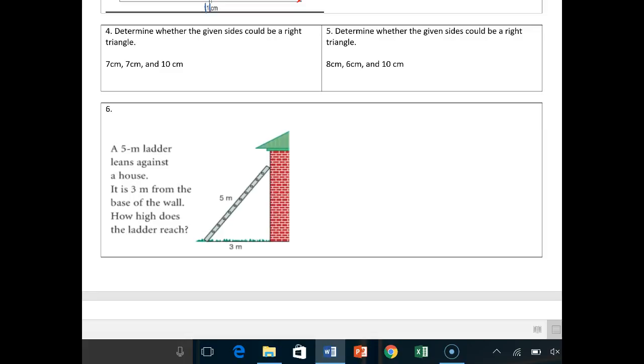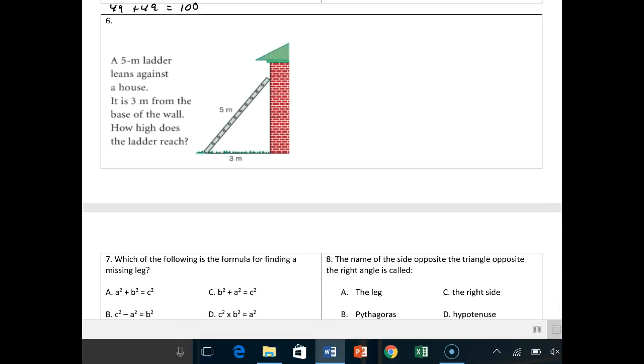Number 4, determine whether the sides could be a right triangle. Remember, the Pythagorean theorem only works for right triangles, so it's only a right triangle if it satisfies the Pythagorean theorem. It's basically asking, is a squared plus b squared equal to c squared? So is 7 squared plus 7 squared equal to 10 squared? Well, is 49 plus 49 equal to 100? That's the question, and the answer is no, because 49 plus 49 is 98. 98 does not equal 100. So no, it cannot be a right triangle.